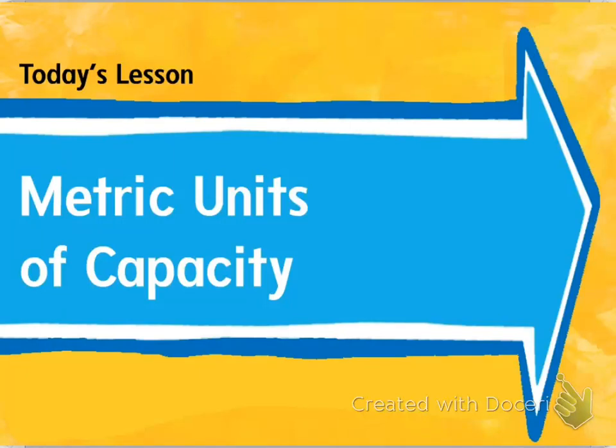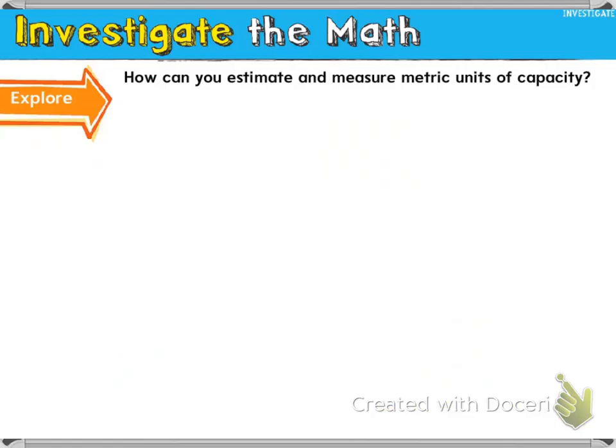Hello, today we are talking about metric units of capacity. Now remember, capacity is the way that we measure liquid or fluid in a container, okay? So our metric unit of capacity is the liter. In customary, it was gallons, pints, quarts, cups, fluid ounces, but in metric, it is the liter, okay? So we are talking about containers that can hold liquid today.